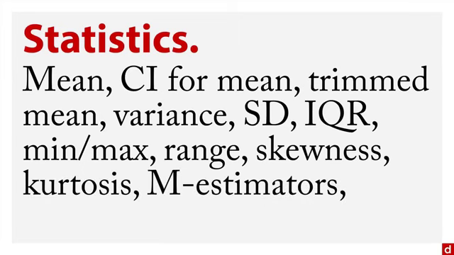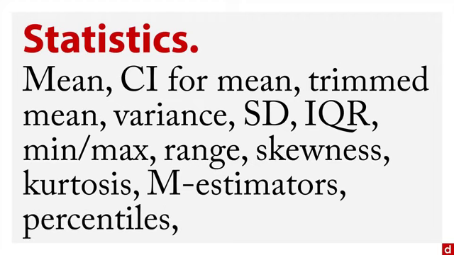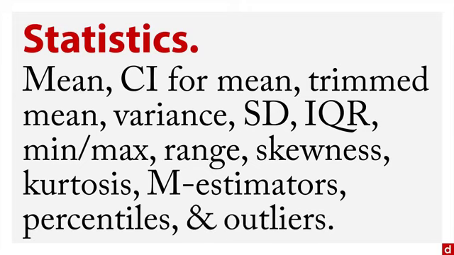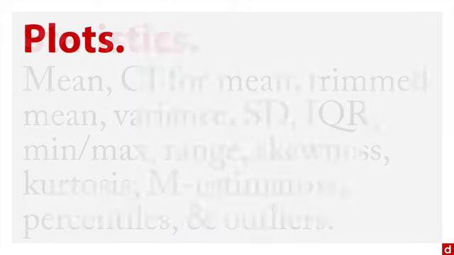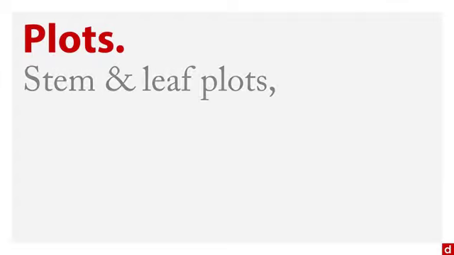a collection of M-estimators, which are special robust ways for measuring the center of a distribution, percentiles, which we've seen before, and lists of outliers. It can also give you a collection of plots. It's the one place in SPSS that you can get a stem and leaf plot. Now, traditionally, those are things that are drawn by hand, so it's kind of cute to see a computer do them.